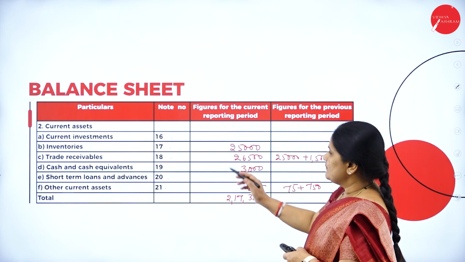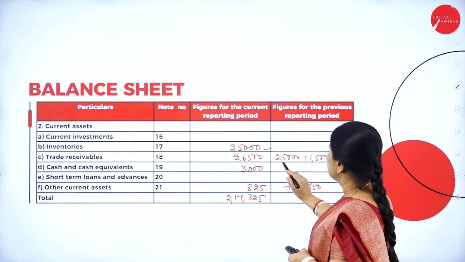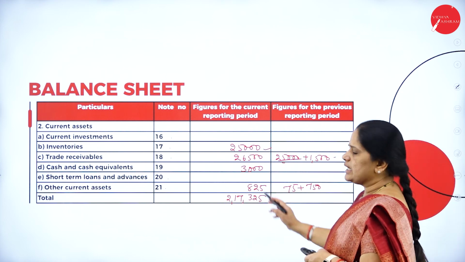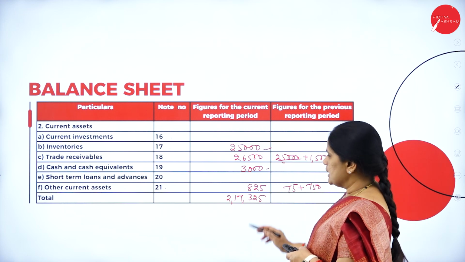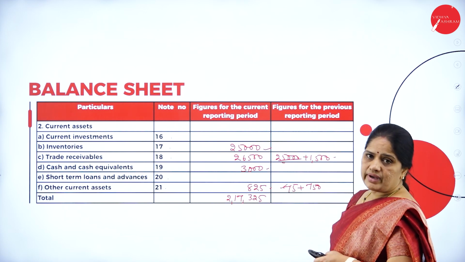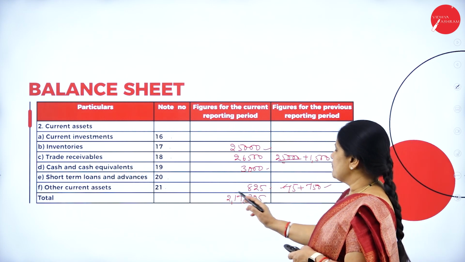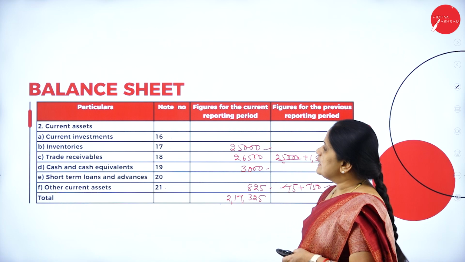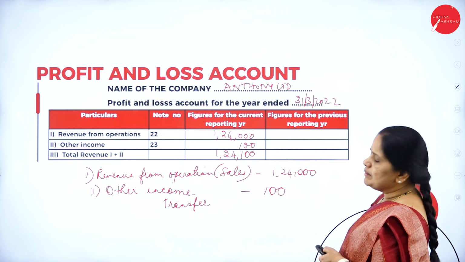Then next we have the inventories. The closing stock is 25,000. Other trade receivables, that is sundry debtors of 25,000, trade receivables 1,500, totally 26,500. Then cash at bank is 3,000. Other current assets is this 75 rupees of the insurance advance paid, and then 750 is the discount on debentures. So totally 825. So the total of the asset side is 2,17,325.